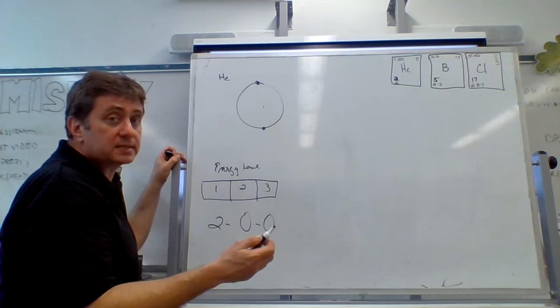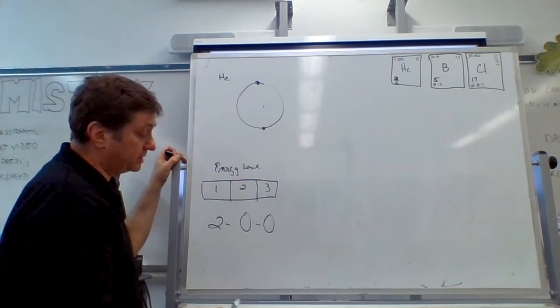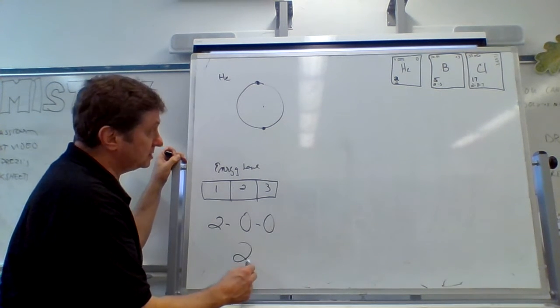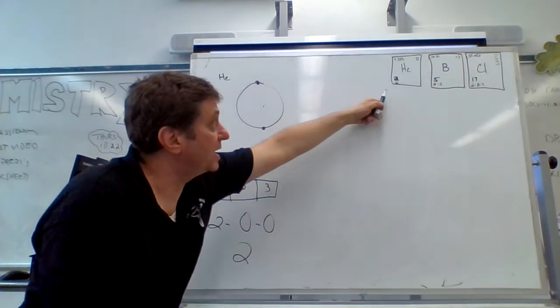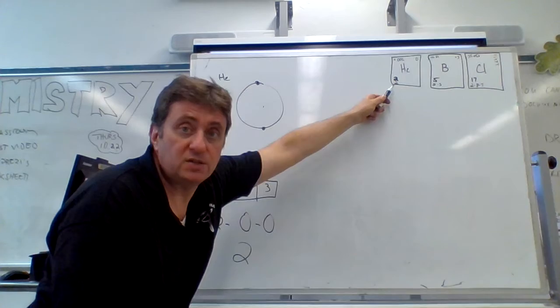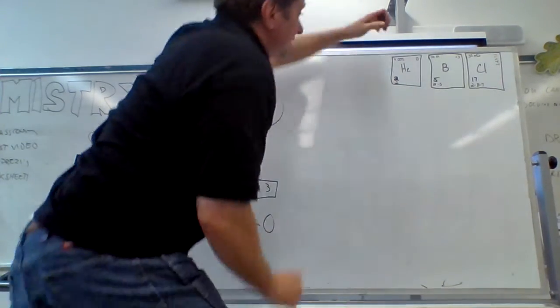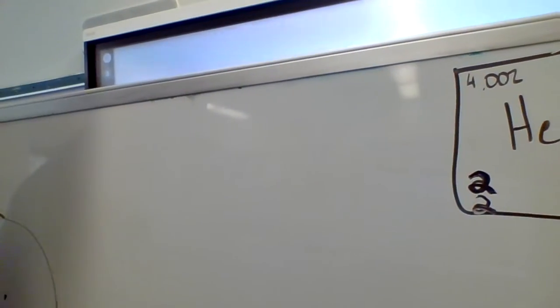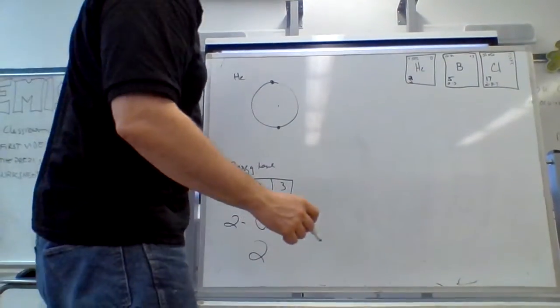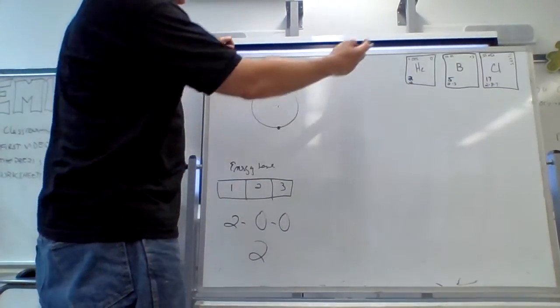2-0-0, or scientists don't always feel the need to write those zeros. They just write a 2, as appears right here. That happens to be the little 2. It's not very clear. The 2 right here is the electron configuration. The small 2 below the big 2 is the electron configuration for helium. Okay? Let's move on to the next one.